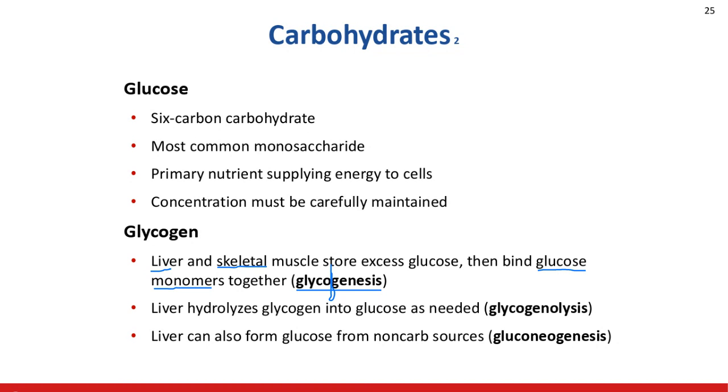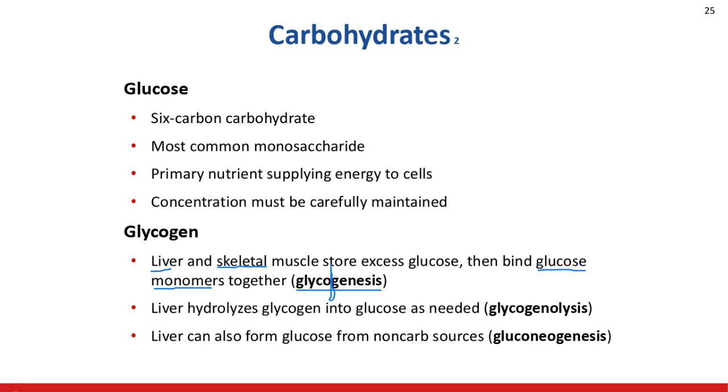So we put that glycogen in stored form in the liver and skeletal muscle. You need to know that. The liver and the skeletal muscle are going to be the organs that undergo the process of glycogenesis. They will store glucose there.